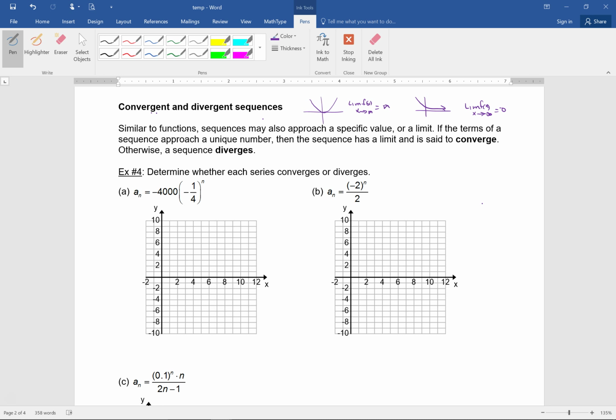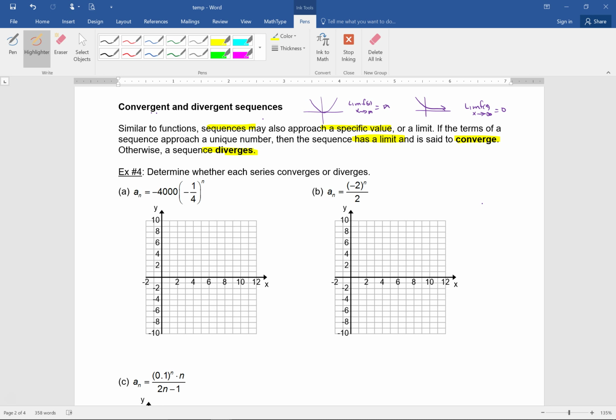It's the same thing with sequences. If you get a sequence and if you plot out all of the distinctive terms, those sequences may approach a specific value. In that case, if they approach a specific number, then we say the sequence will converge because it has a limit. Otherwise, we say the sequence diverges. So if it converges, it is a convergent sequence. If it diverges, it's a divergent sequence.